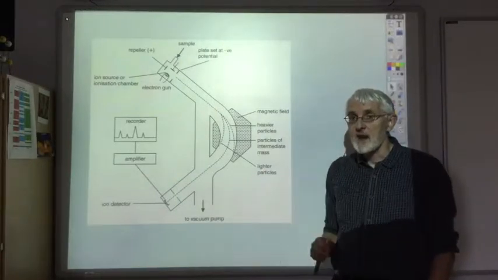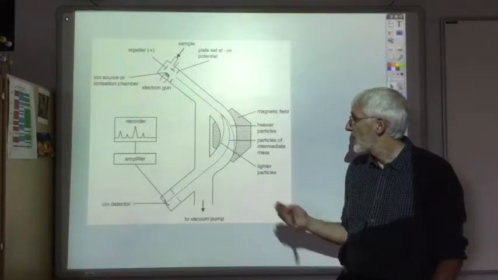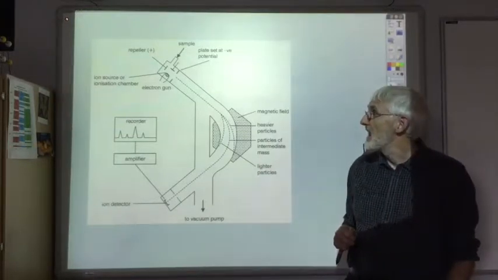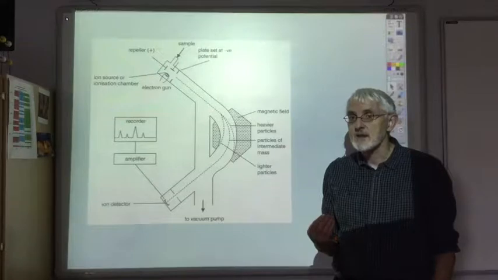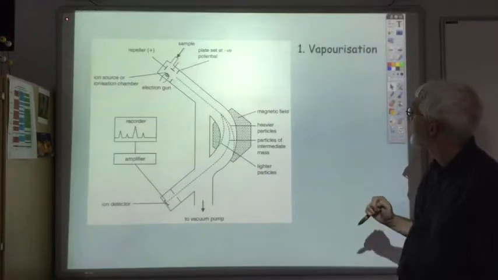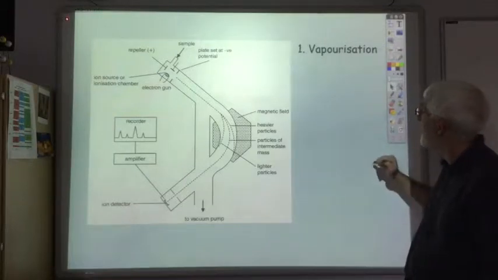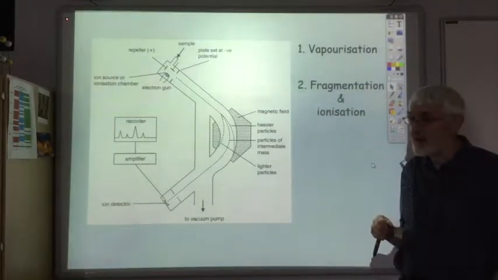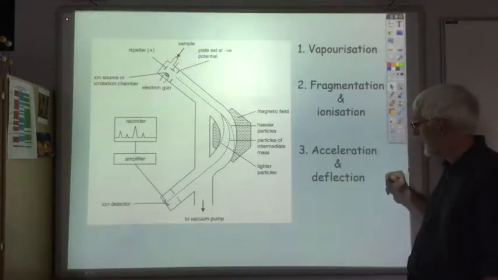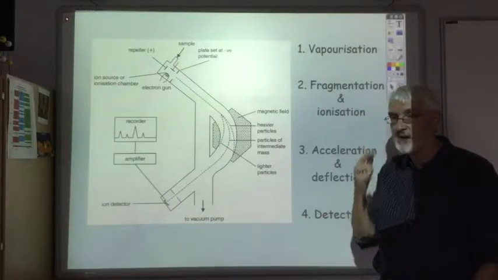Okay, this is a schematic diagram for a mass spectrometer. I would not expect you to have to reproduce this in an exam. If some of the writing is quite small, there's a copy of it in your lecture notes. There's four main steps in the mass spectrometry process. Firstly is vaporization, followed by fragmentation and ionization, followed by acceleration and deflection, and finishing with detection. So I'll go through each stage and talk about it in a wee bit more detail.